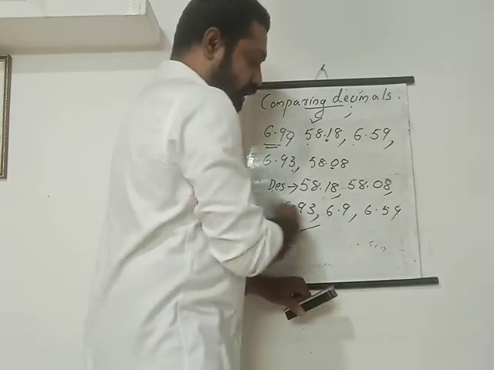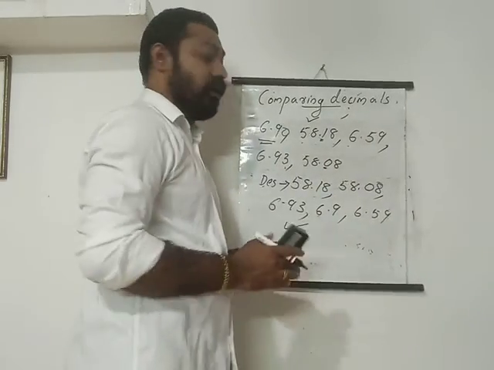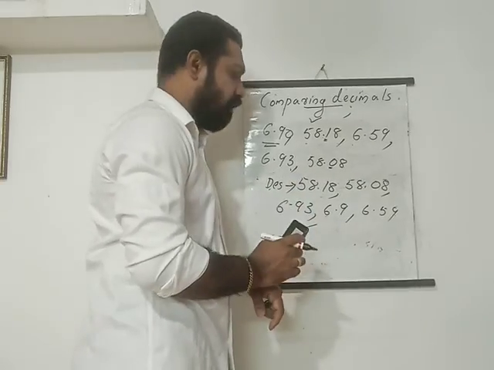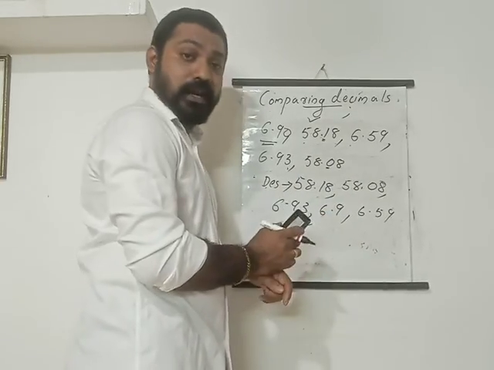Like that you can arrange in ascending order, the opposite, isn't it? So this is comparing the decimals. Very easy one. When you do some exercises, you will get a clear idea.